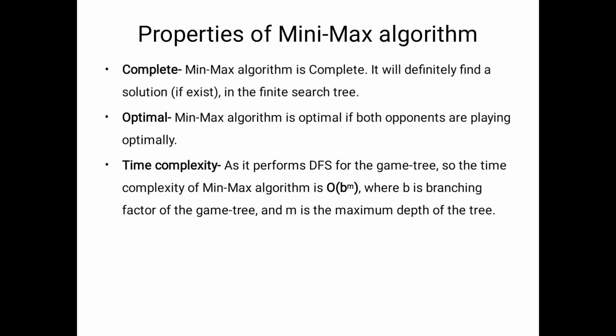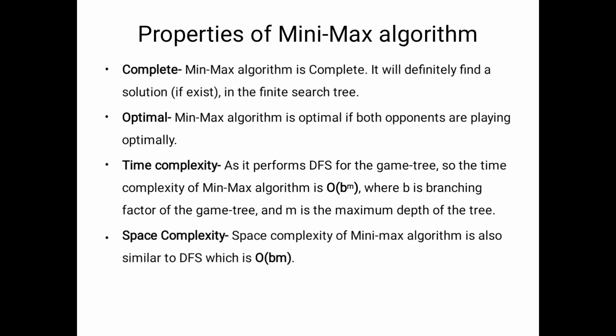Coming to the time complexity, the time complexity of the minimax searching algorithm is upper bound of b power m because it performs depth first search. Here b is considered as the branching factor and m is considered as the maximum depth of the tree. At the same time the space complexity also depends on the branching factor and maximum depth. That's why the space complexity is upper bound of bm.